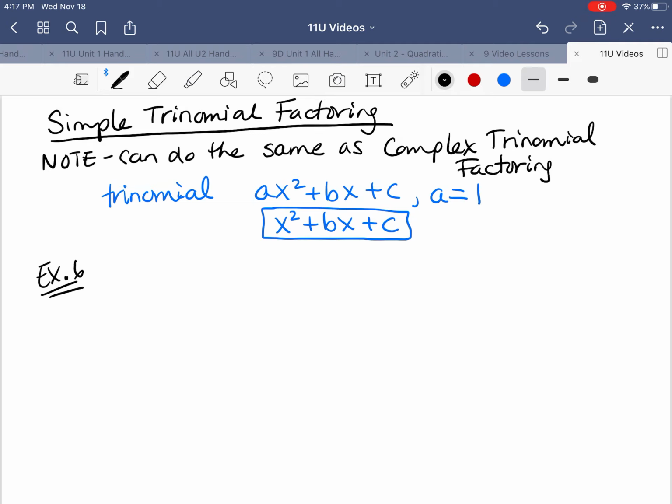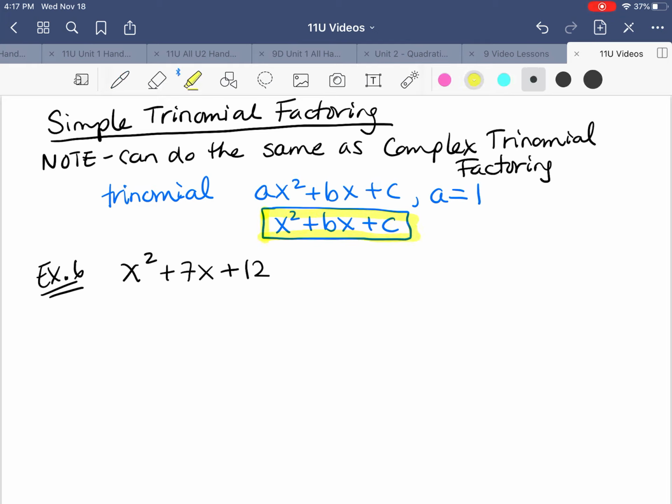And we're going to work through this example, and then along the side, I'm going to write down what we're doing and some of the rules. So let's say that we have x squared plus 7x plus 12. Now in our example here, if we look back at our pattern, b is equal to 7 and c is equal to 12. So this is what we want to do.